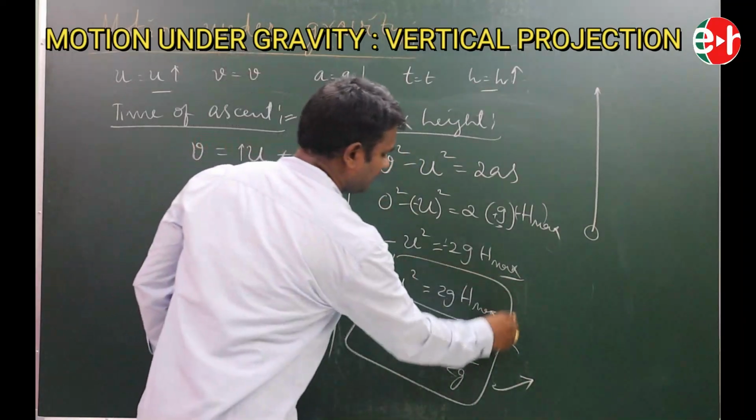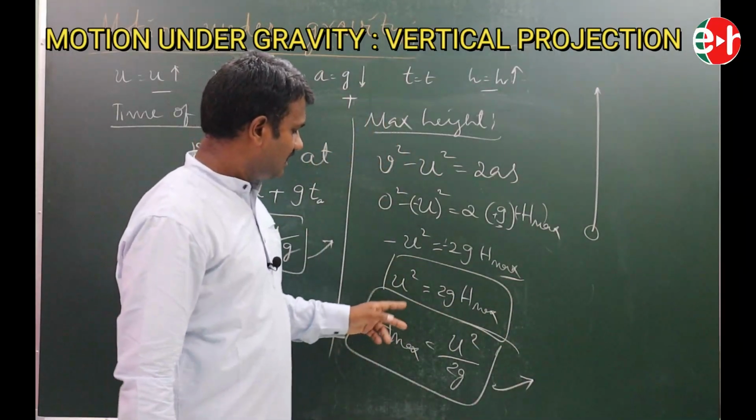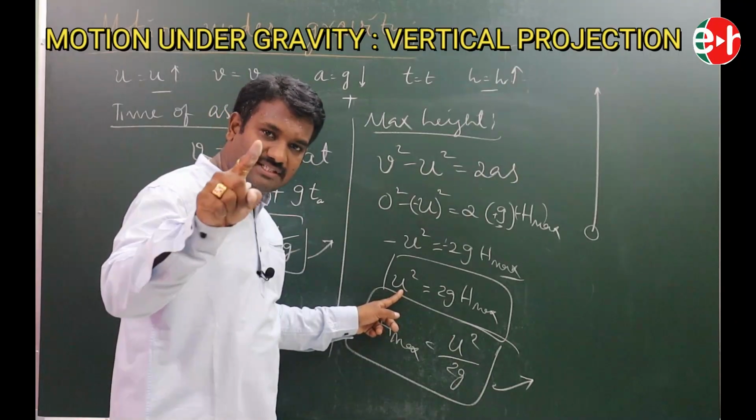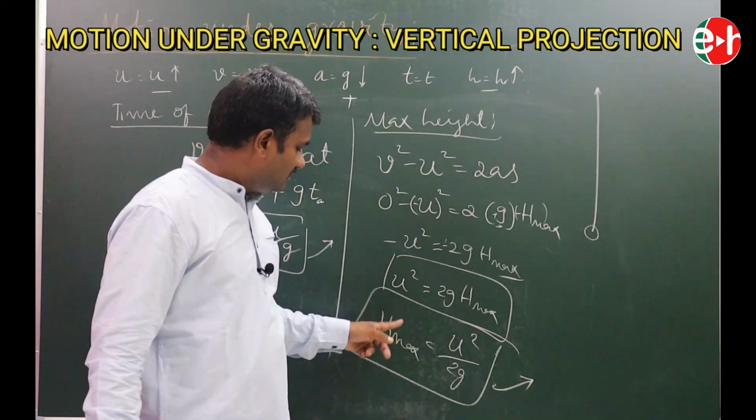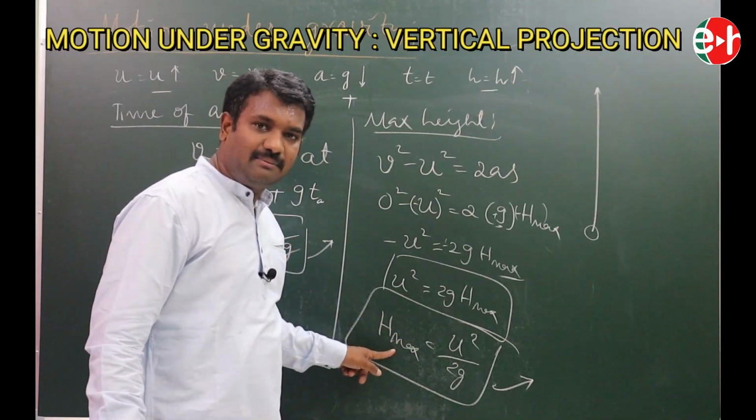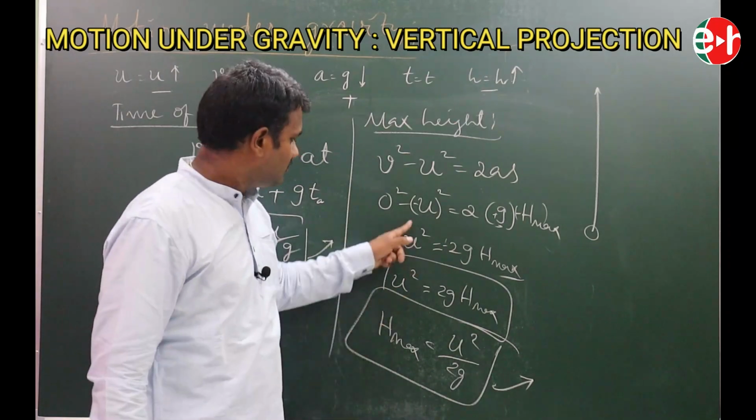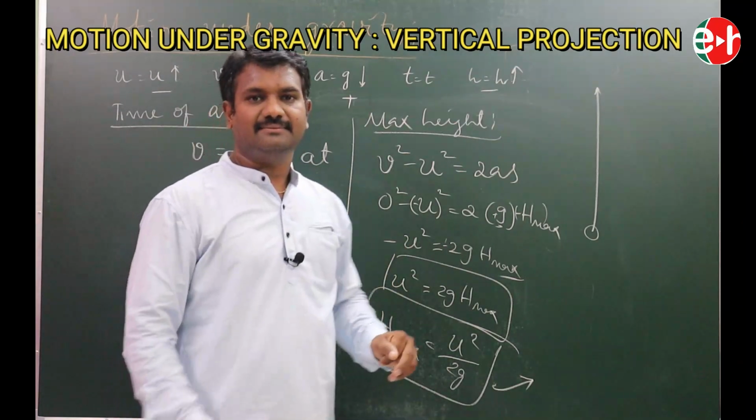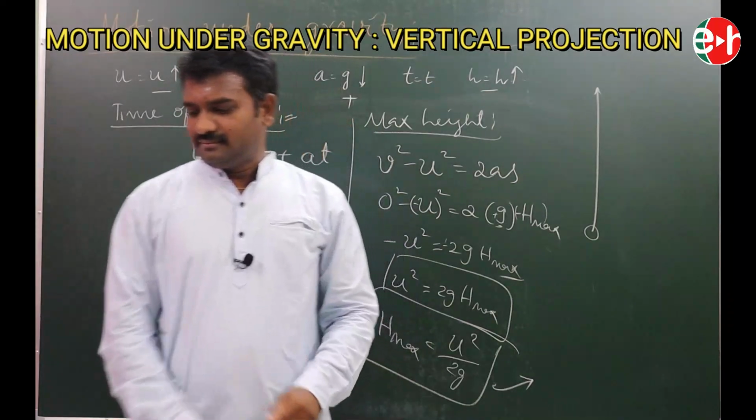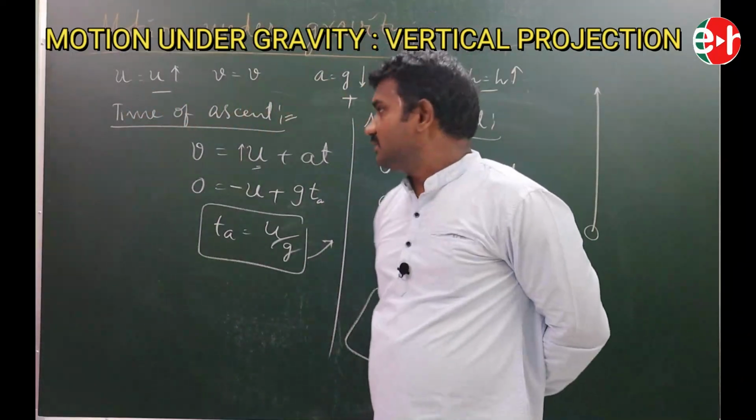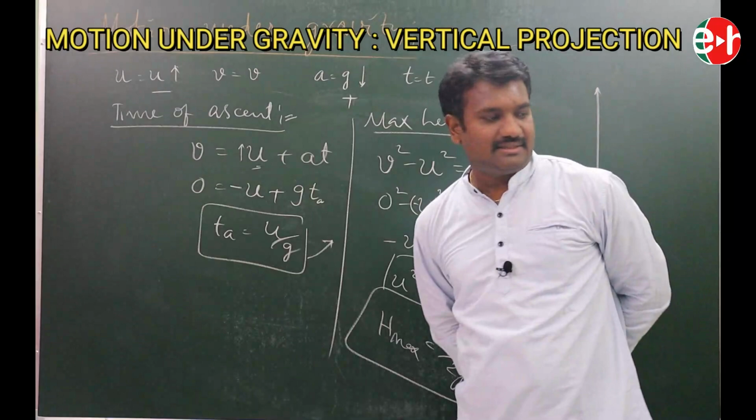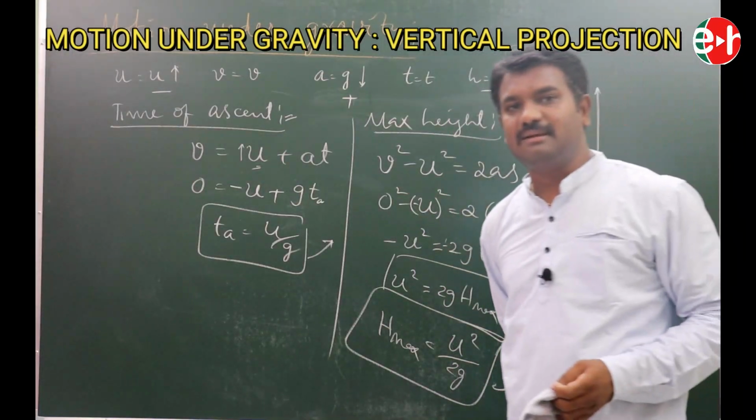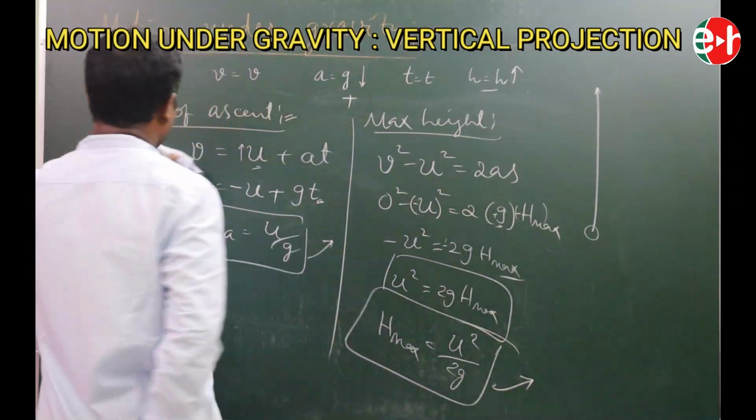So these are our magical equations. By using these two equations, either you can find the initial velocity with which the object must be thrown, or you can find the height up to which the body can rise. So this is our maximum height. Now let us discuss about time of descent, and let us see the relation between time of ascent and time of descent.